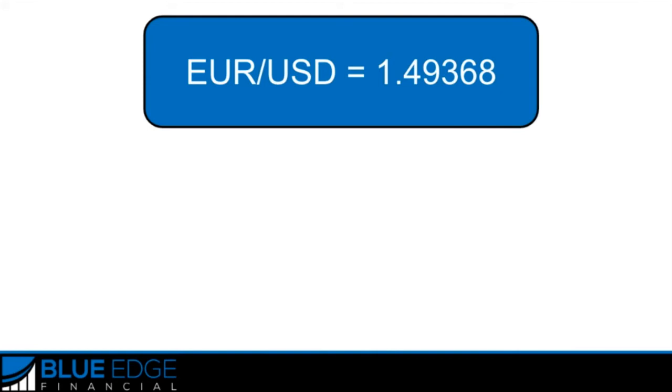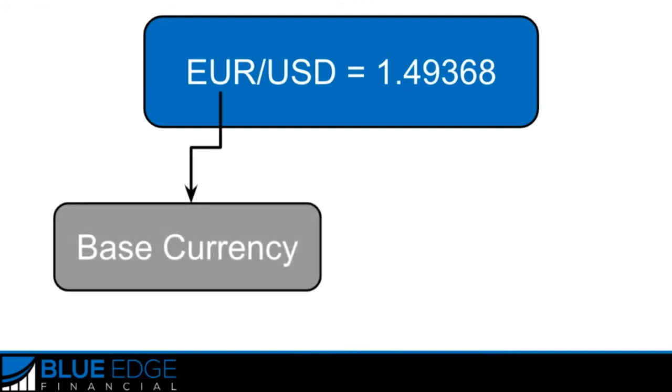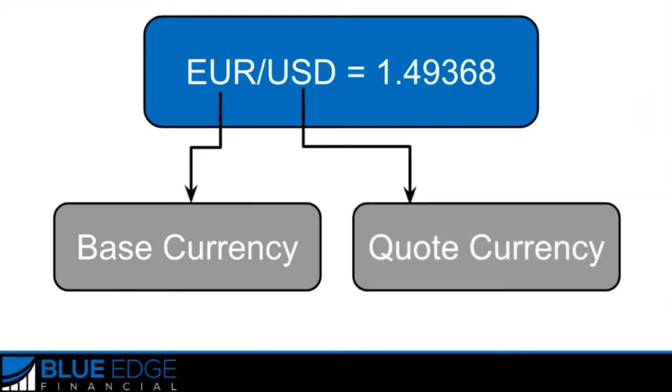So let's look at an example of a foreign exchange rate for the euro versus the US dollar. The first listed currency, the euro to the left of the slash, is known as the base currency. The second currency, in this case the US dollar on the right, is called the counter or quote currency. When buying, the exchange rate tells us how much of the quote currency is needed to buy 1 unit of the base currency. In the example above, you would have to pay 1.49368 US dollars in order to buy 1 euro.